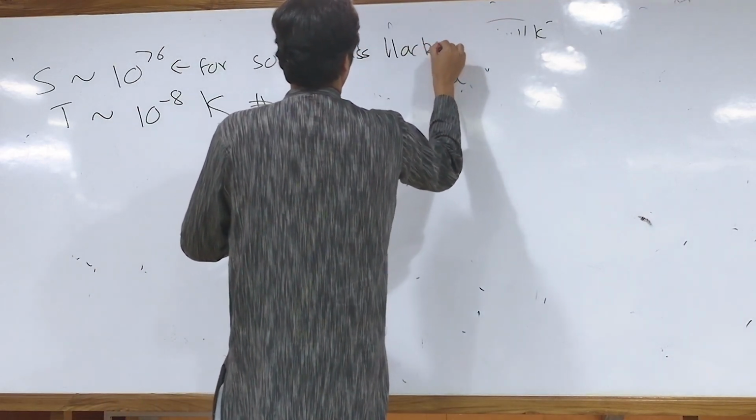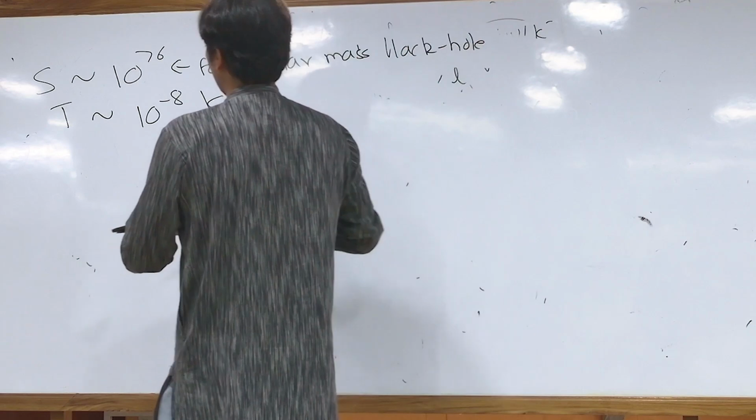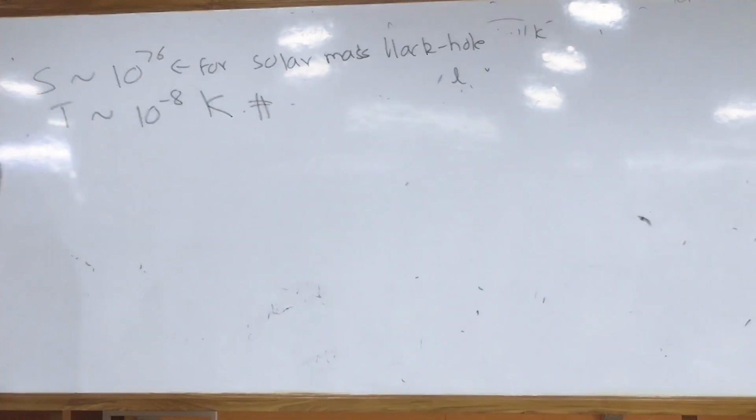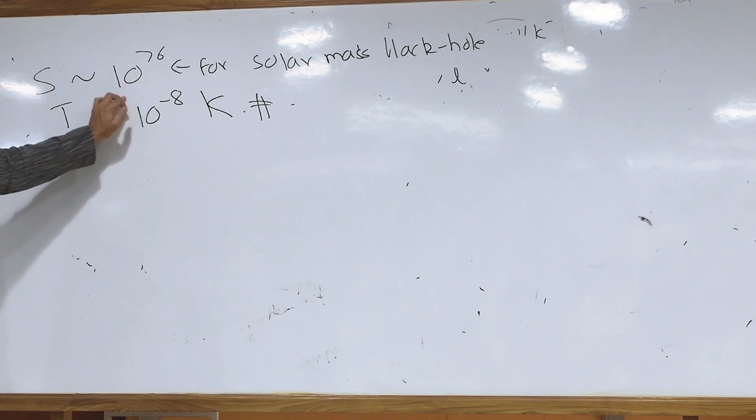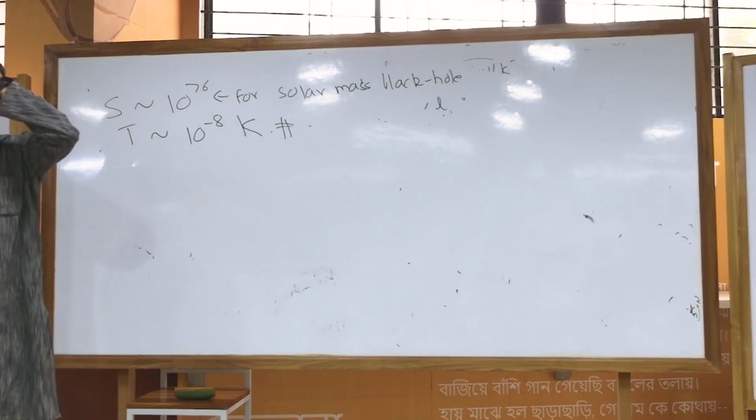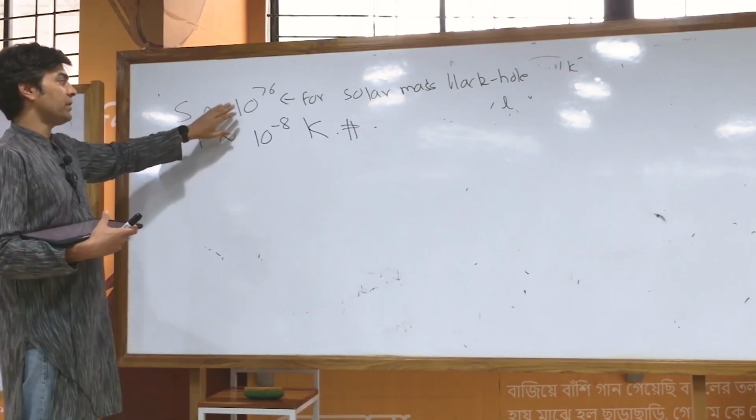Okay. So if you take a solar mass black hole, then it has a temperature that's very small. It's 10 to the minus 8 Kelvin. And it has an entropy that's very huge. This entropy is much larger than the entropy of normal objects that you're used to dealing with. So you should remember these numbers.